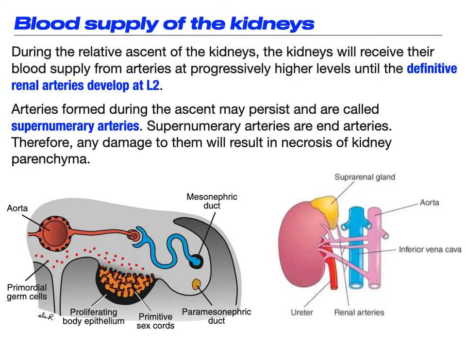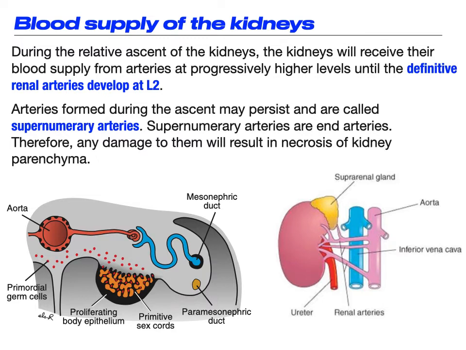Initially, the kidneys are nourished by internal iliac arteries that branch off from the aorta, but as the kidneys ascend, the aorta forms branches at higher and higher levels to supply them with blood. When the kidneys reach their final home in the upper abdomen, the renal arteries form at the level of L2 and the lower branches degenerate.